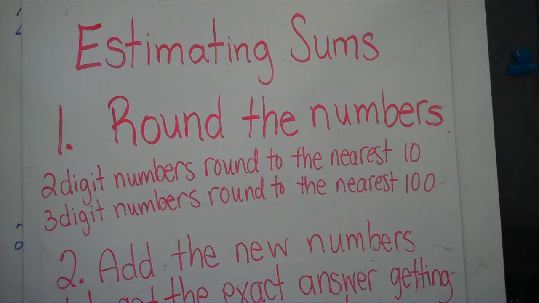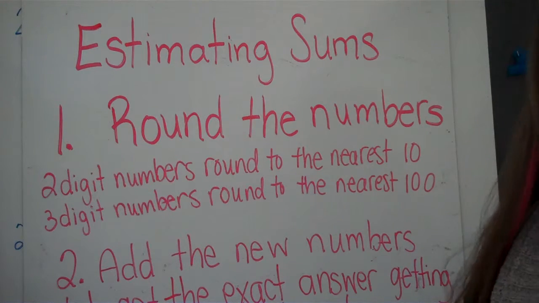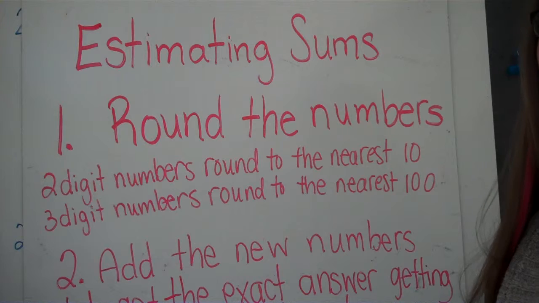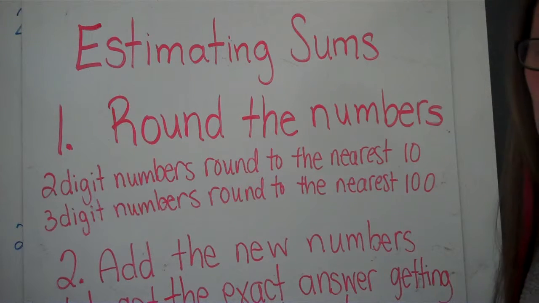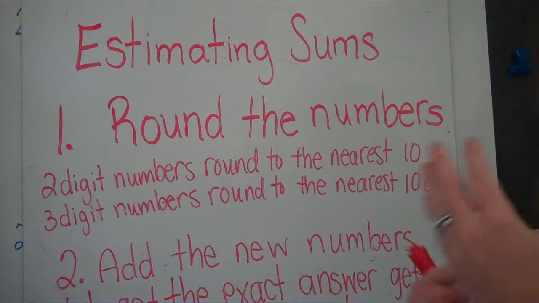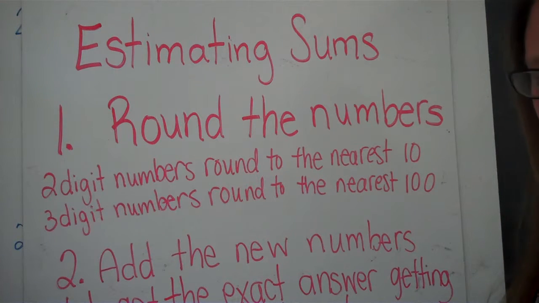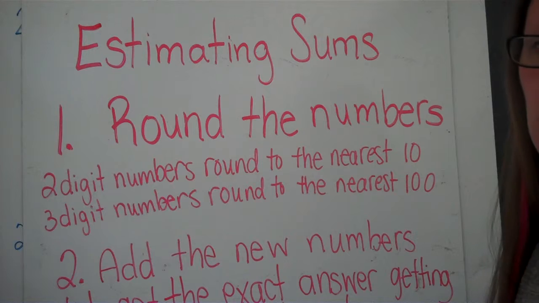Okay, today we're going to be estimating sums, which means that we're going to be taking what we learned about rounding to the nearest 10 and to the nearest 100, and we're going to use that to help us estimate sums. Estimating sums means that you're not getting the exact answer, you're getting an estimate. So let's say I'm in the grocery store and I have 3 things that I want to buy, but I can't do that math because I don't have paper and pencil. I could estimate to see about how much money I'm going to need.